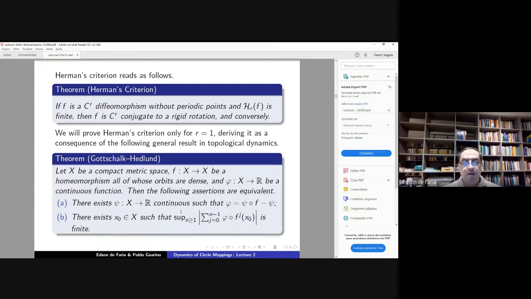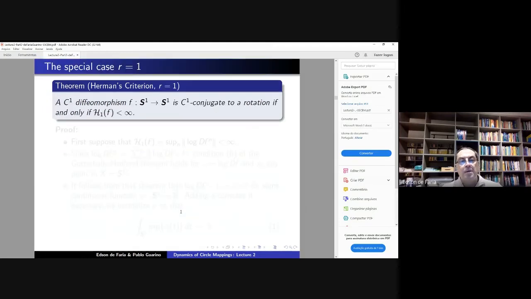The first one says that phi is what we call a dynamical coboundary. So phi can be written as the difference psi composed with f minus psi for some continuous function psi. The second assertion is that there exists a point such that if you look at the sum of this observable along the orbit of this point up to time n, and you take the sup over all n, this number is finite. So these two assertions are equivalent. That's the content of the Gottschalk-Hedlund theorem, okay? And Herman's criterion for r equals 1 follows from this, and I will show you how it follows.